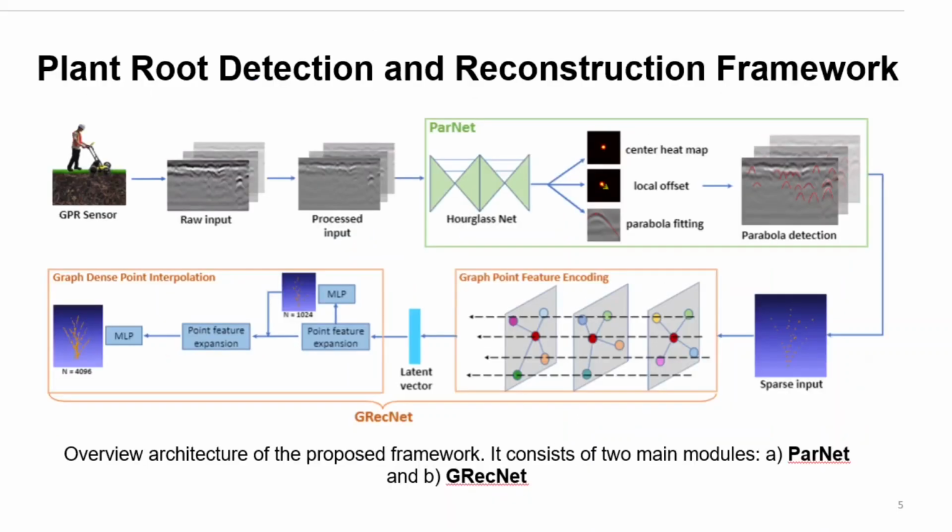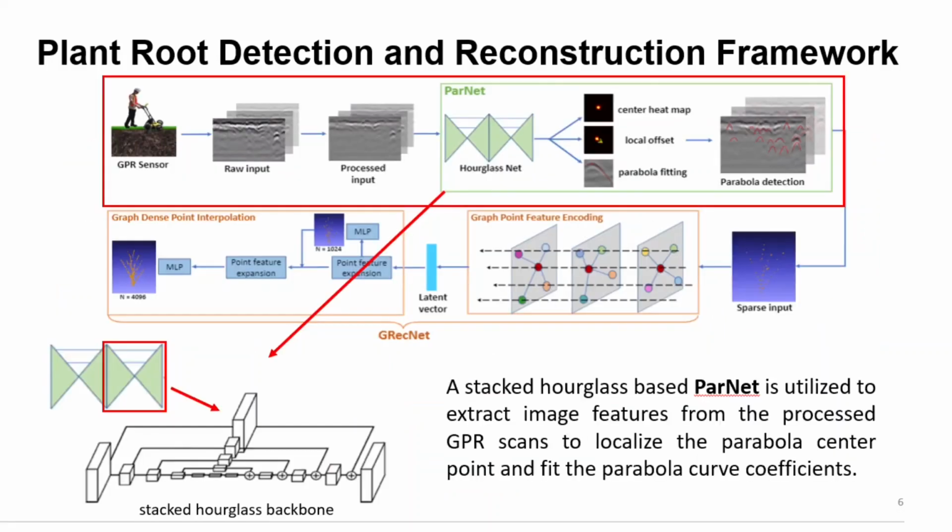So let's introduce our plant root detection and reconstruction pipeline. The entire pipeline consists of two main models, PARNet and GRNet, which represent the parabola detection network and the graph reconstruction network, respectively. PARNet is composed of a stacked hourglass network, and it is used to extract image features from the processed GPR B-scans to localize the parabola center point and fit the parabola curve coefficients.